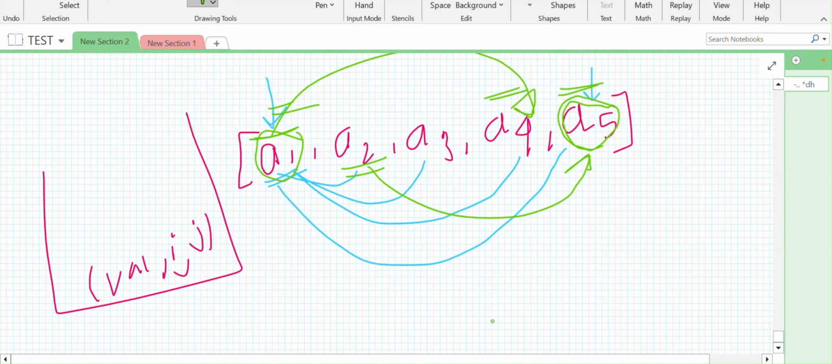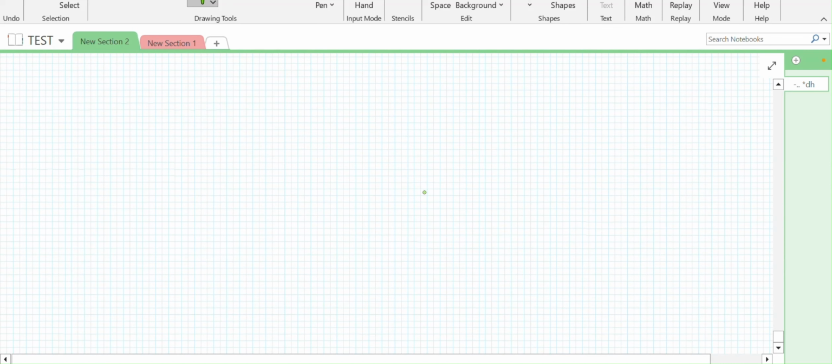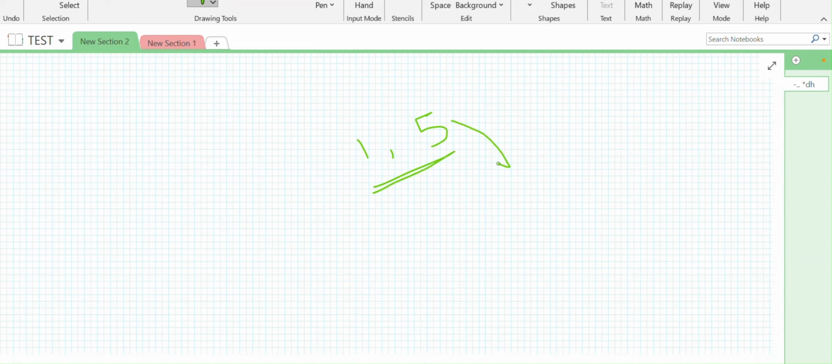So what will we know? a1 and a4 is already in my priority queue. So we just put a2 and a5. In this way, we can easily get the kth smallest prime fraction. Suppose we get a1 and a5, that is 1, 5 as the smallest prime fraction. 1, 5 means a of 1 by a of 5. This is the smallest prime fraction.